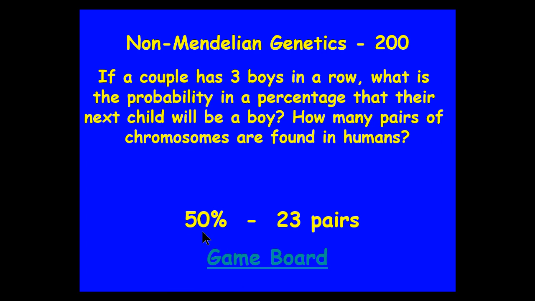Now, if I asked, what is the probability of having 3 boys in a row or 4 boys in a row, that's a little bit different because that is 4 events that are dependent upon one another. So in that case, you would actually have to multiply the fractions. But each individual event is 50% or 1/2 chance.